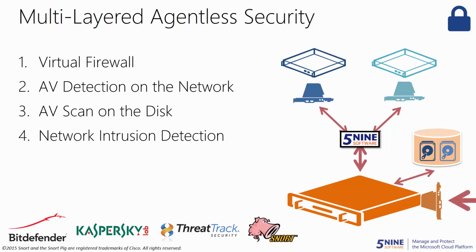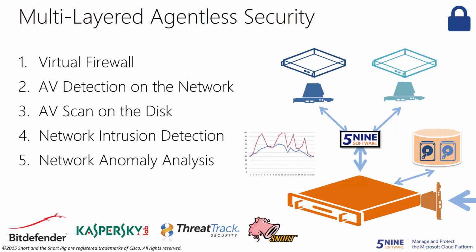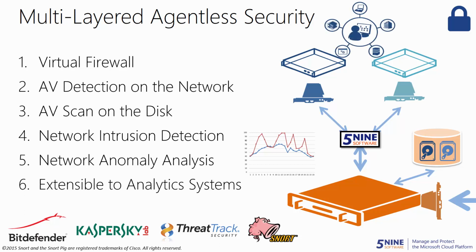Over time, we'll continue to look at your network traffic and build up patterns using Cisco Snort, trying to find different types of intrusion detection. We'll also build our own baselines, looking at your normal traffic patterns in the data center so that we can flag anomalies when they occur. And finally, Five9 Cloud Security is extensible, allowing you to hook into different third-party analytics and analysis systems.